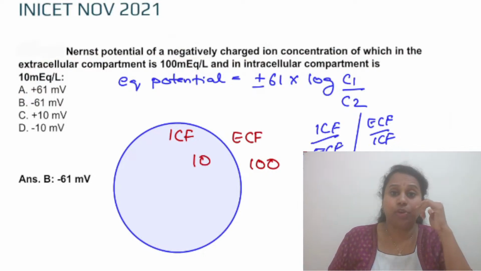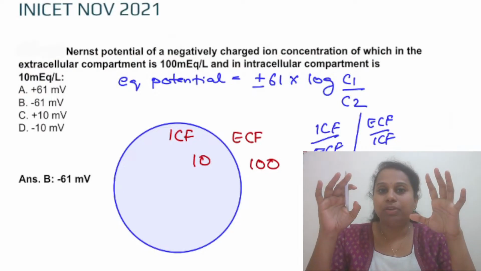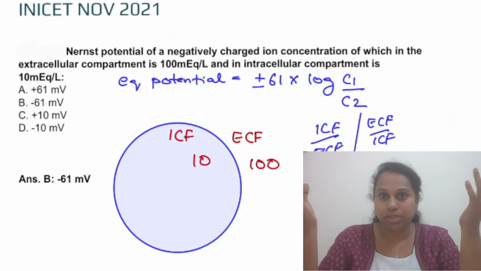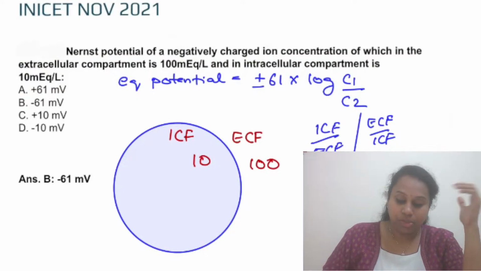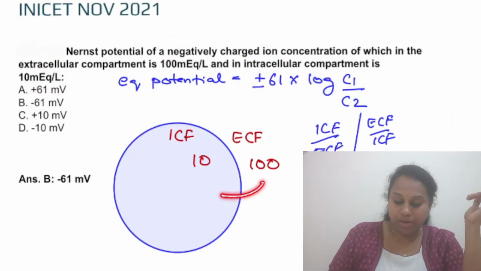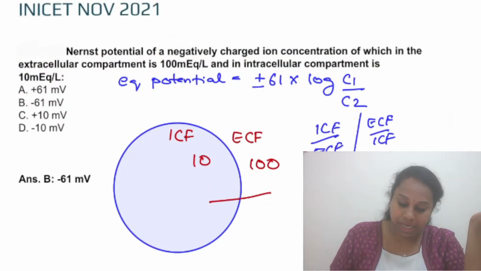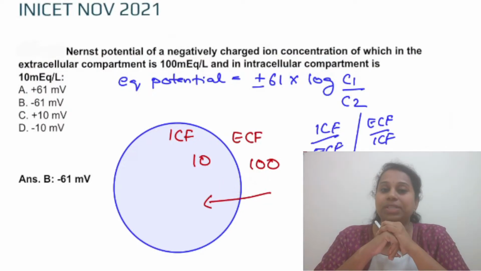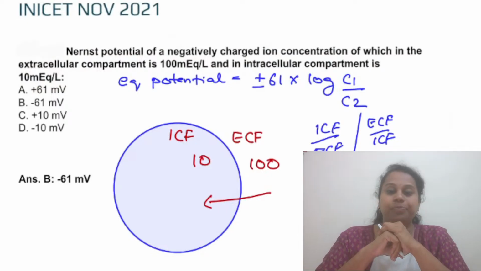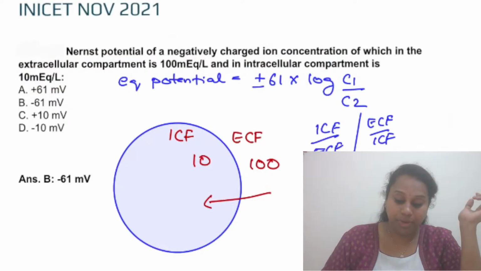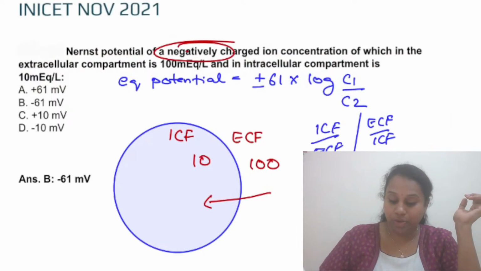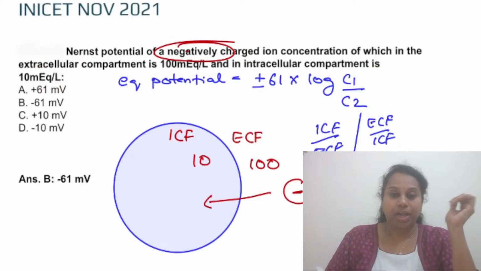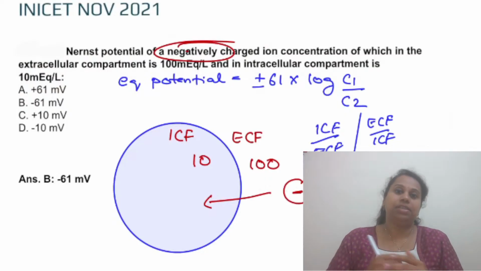Now how will this ion move? Any ion will move always from its high concentration to its low concentration. So this one is going to move from 100 to 10. Obviously from 100 to 10 only. So from its high concentration of 100 to its lower concentration of 10. And in the question it is already mentioned that it is a negatively charged ion. So a negatively charged ion is moving from ECF to ICF.